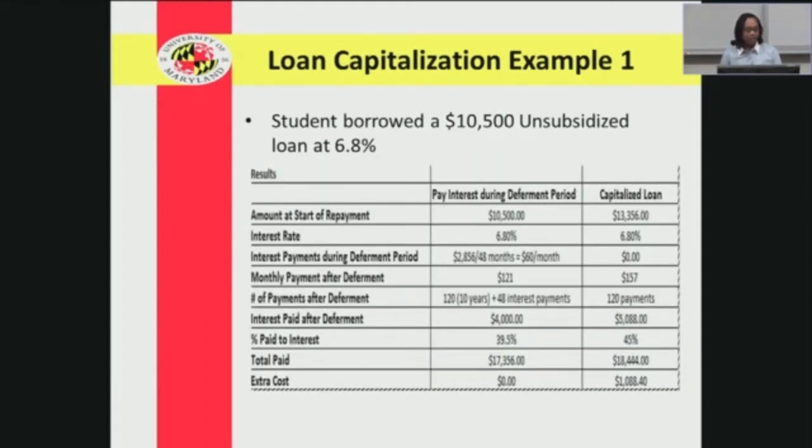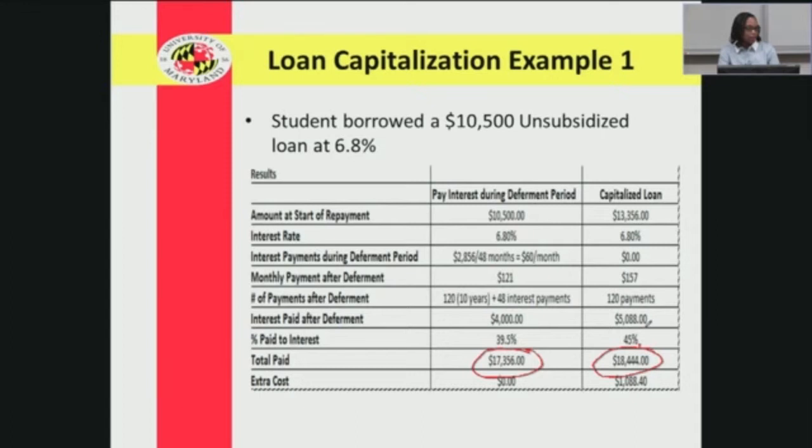So say a student takes out a $10,500 unsubsidized loan at 6.8%. That was the interest rate a couple years ago, I believe 2 years ago. If they pay $60 a month while they're in school for the 4 years, so this is the scenario for undergraduate students, so 4 years is 48 months. So if they pay $60 during those 4 years, instead of their total being, so this is how much in overall, that's how much they would come out paying when the loan is paid off. If you wait to pay the interest until after the student graduates, this is how much the student will have to pay. So it's a difference of about $1,088.